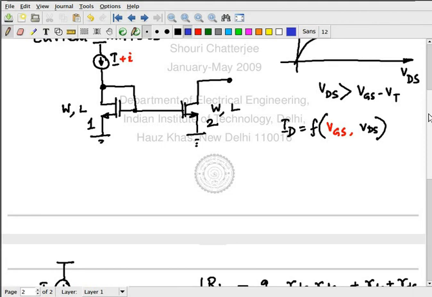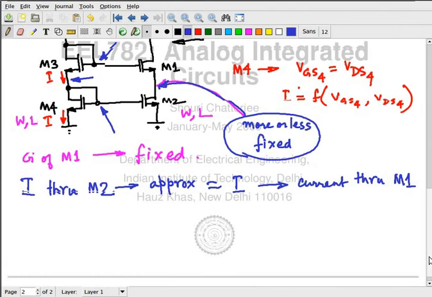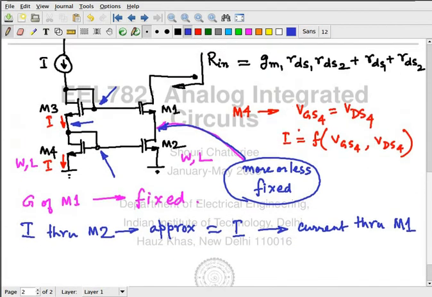This is a crude situation and it works when M2 is in saturation. So that condition I am still implying. Now I am yet to prove that M2 is in saturation. So as Vivek was pointing out, why should M2 be in saturation? Now, let's take a quick look.